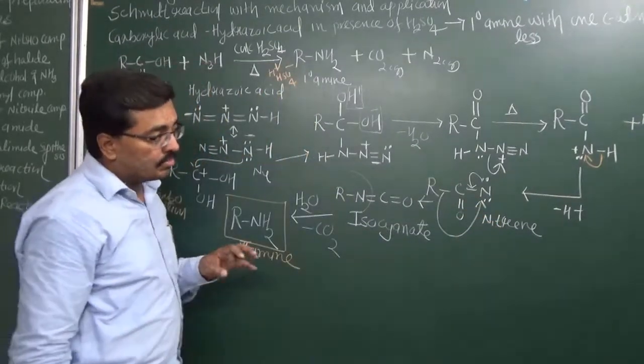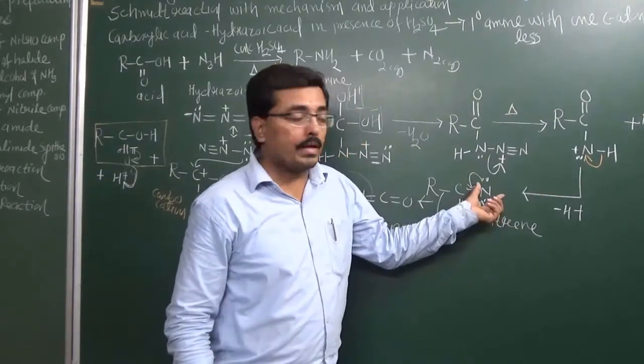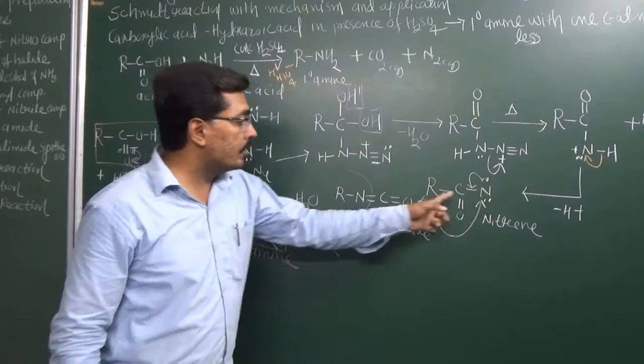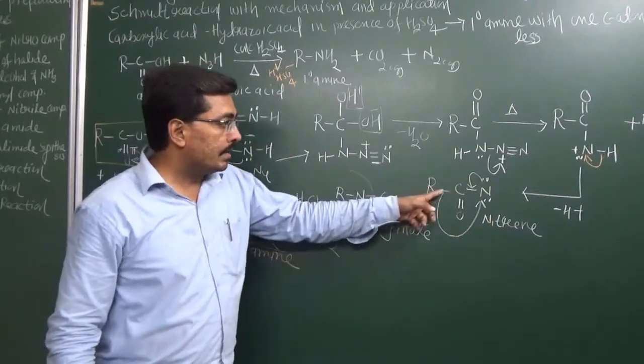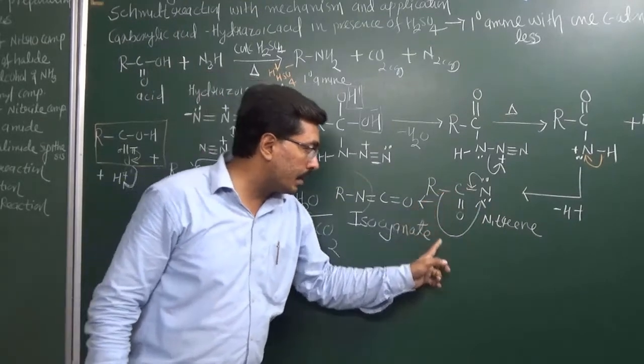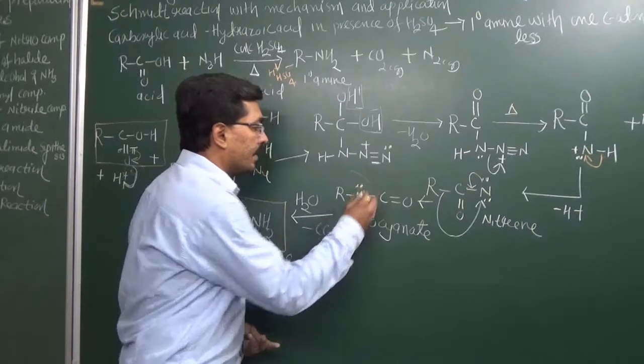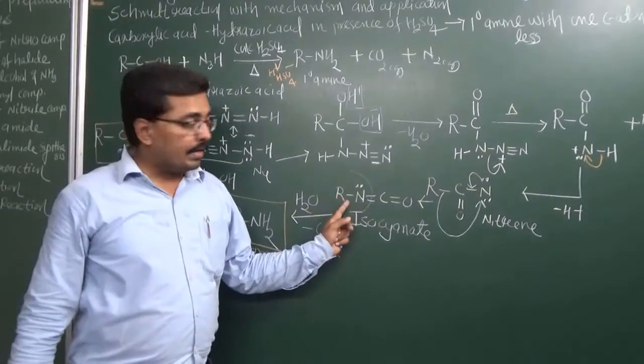Now in the nitrene, nitrogen has 2 electron pairs. So in order to obtain stability, here nitrogen gives electron to carbon, and this alkyl group with electrons transfers onto nitrogen. So now this nitrogen has 3 bonds and 1 electron pair.